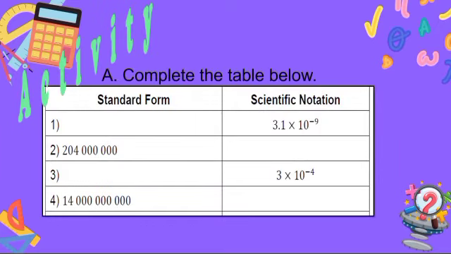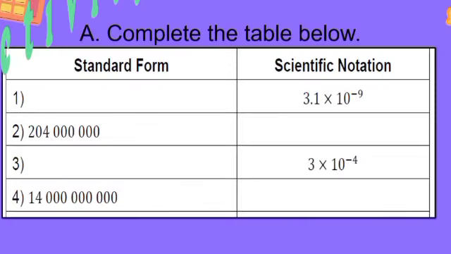Okay, so I have here two columns, the standard form and the scientific notation. If the scientific notation is given, write them in standard form. If given is standard notation, then change it into scientific notation. So, example here, 3.1 times 10 to the negative 9. So, again, negative ang ating exponent. Ibig sabihin, ito ay small number.